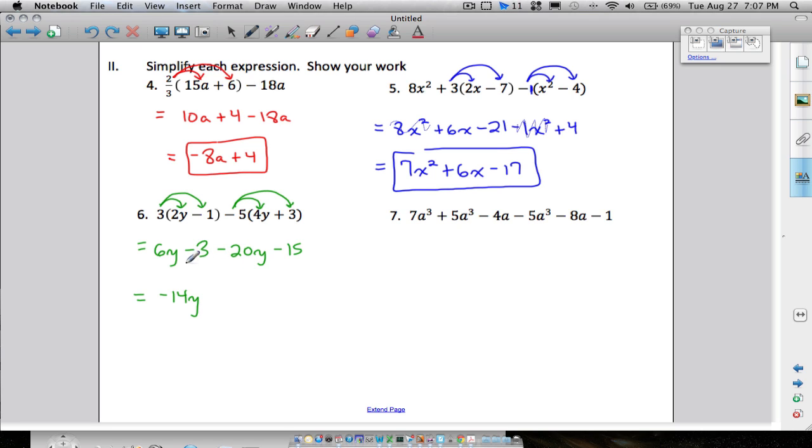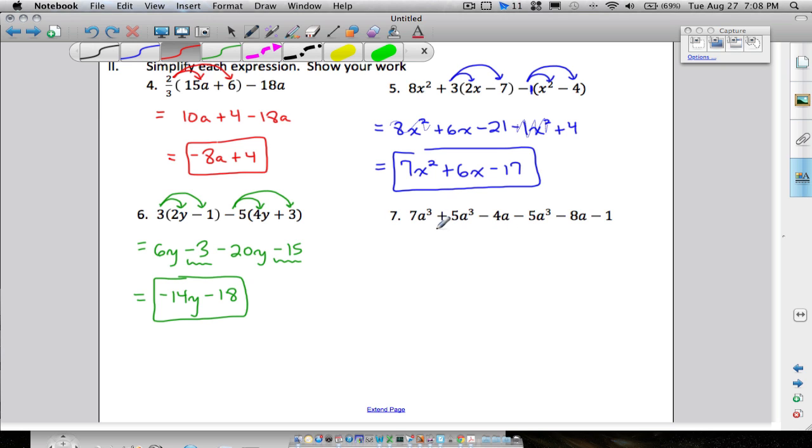Watch your signs here as well. Minus 3 and minus 15, those two signs are alike, so you can add them and keep the sign. Therefore, minus 3 minus 15 is minus 18. There's nothing else you can do with that expression. It's totally simplified.